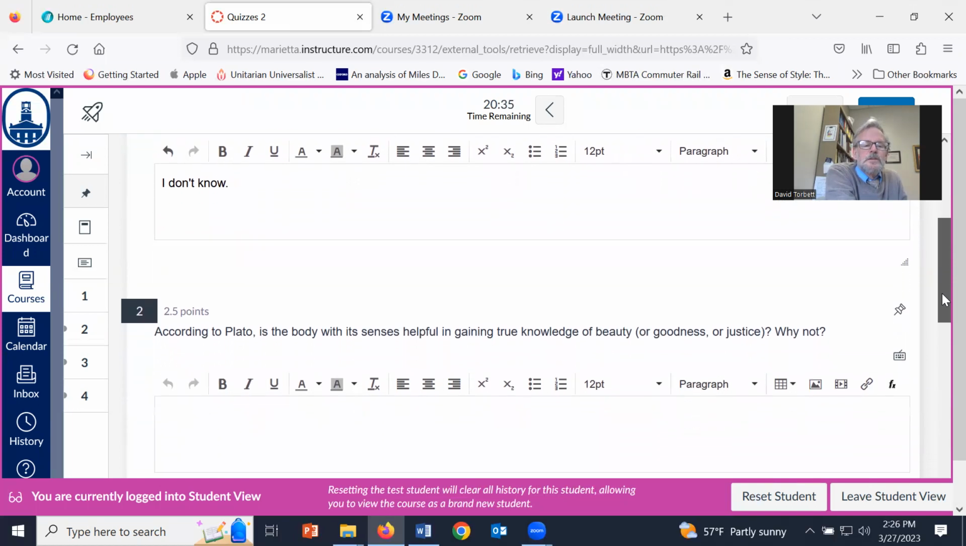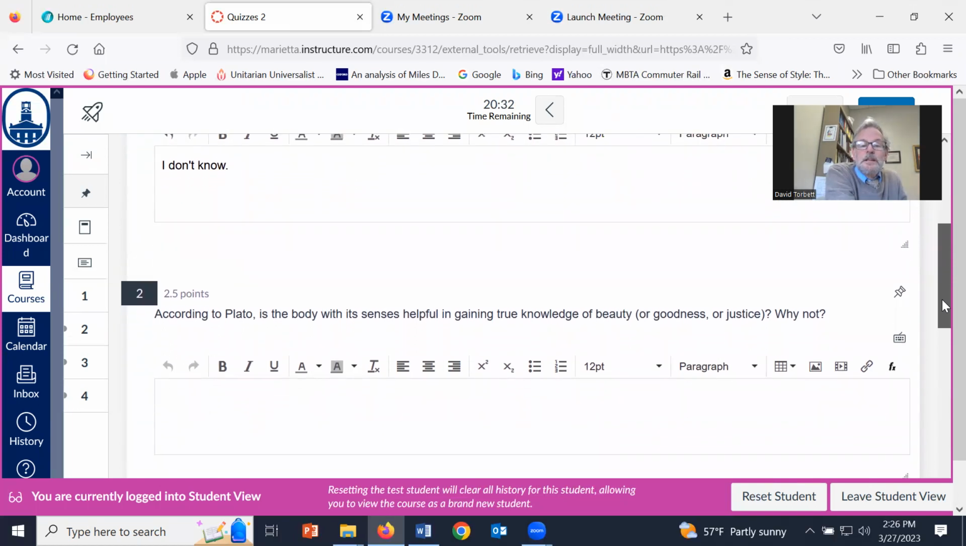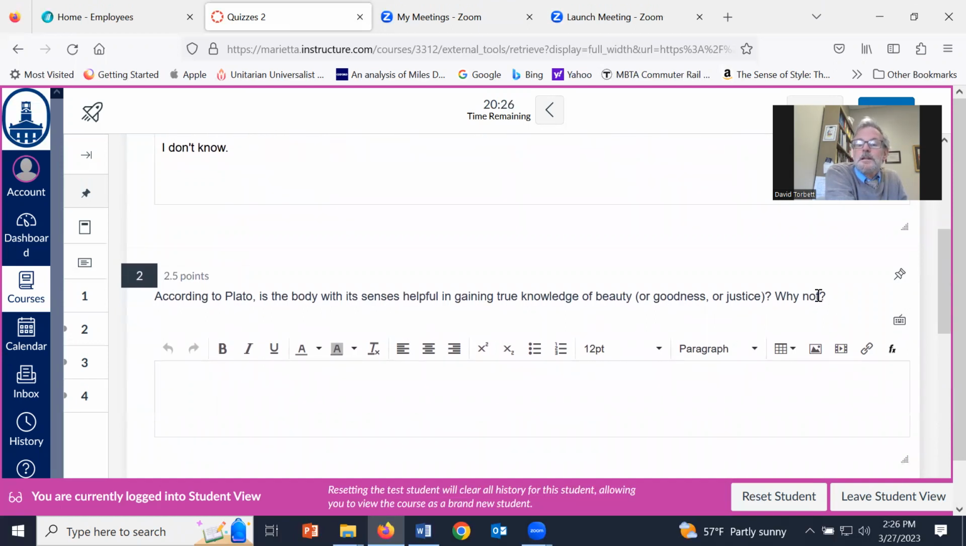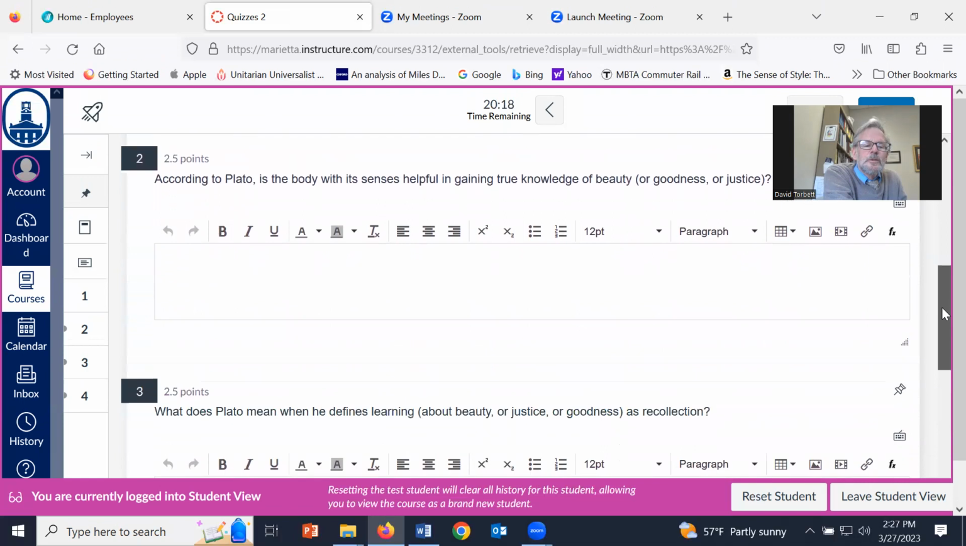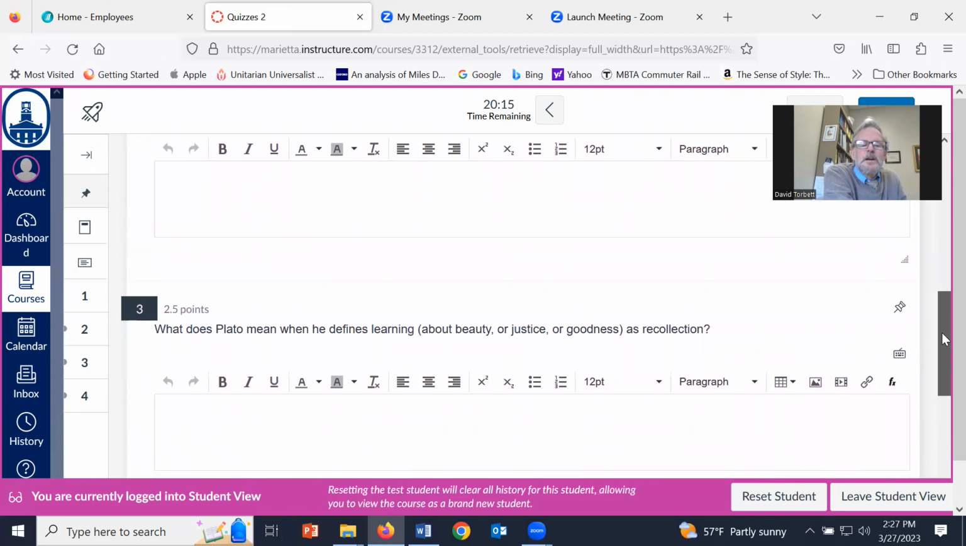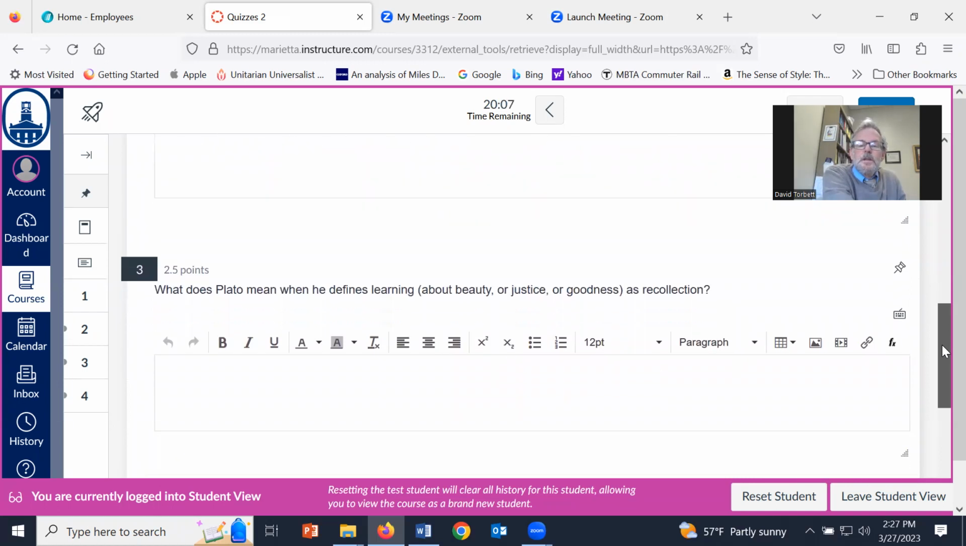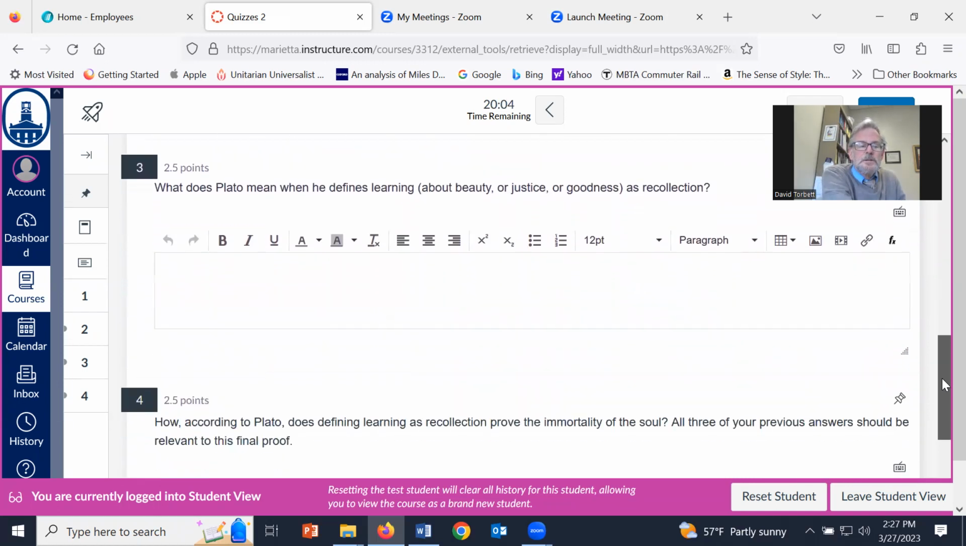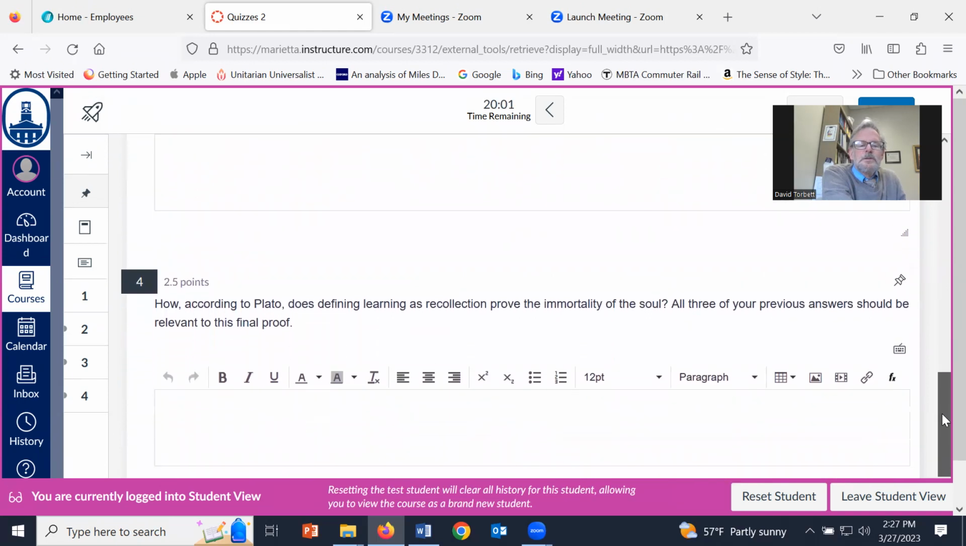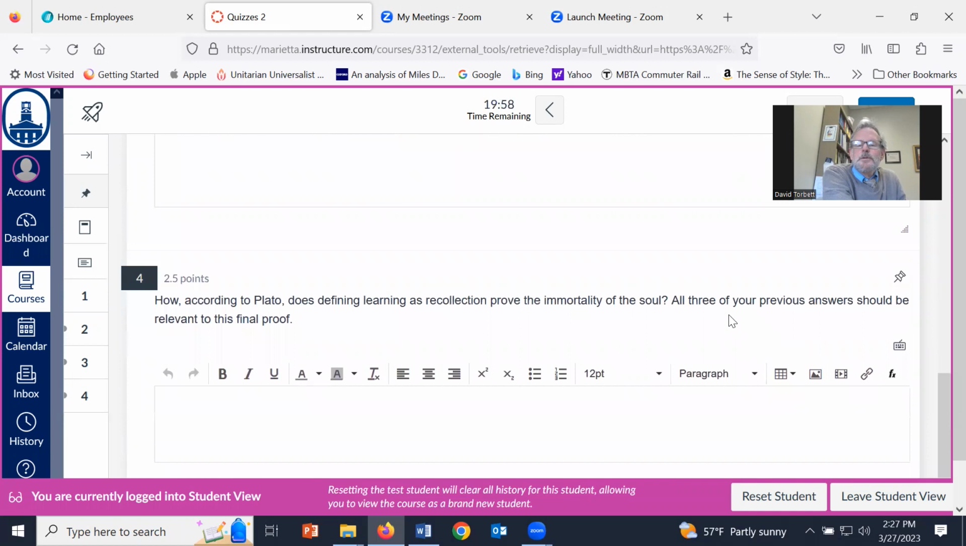So according to Plato, is the body with its senses helpful in gaining true knowledge of beauty or goodness or justice? Why not? Look, maybe that's another hint here. I didn't say why or why not. I said why not. And then you scroll down. What does Plato mean when he defines learning about beauty or justice or goodness as recollection? And so then you want to read the next one. How, according to Plato, does defining learning as recollection prove the immortality of the soul? All three of your previous answers should be relevant to this final proof.